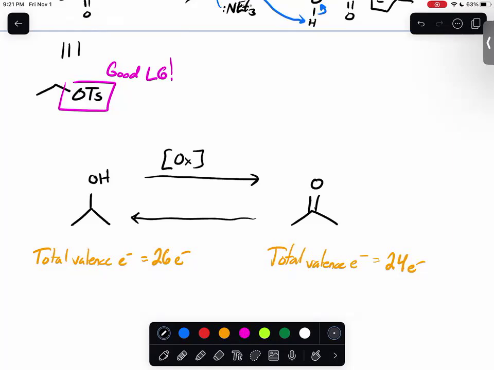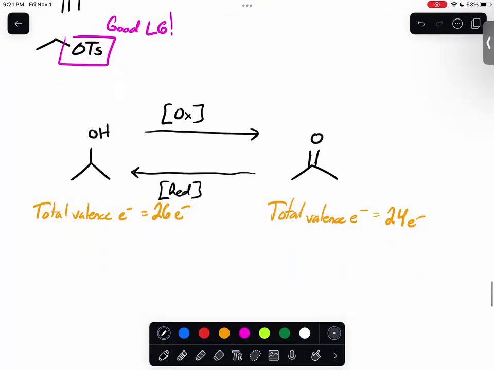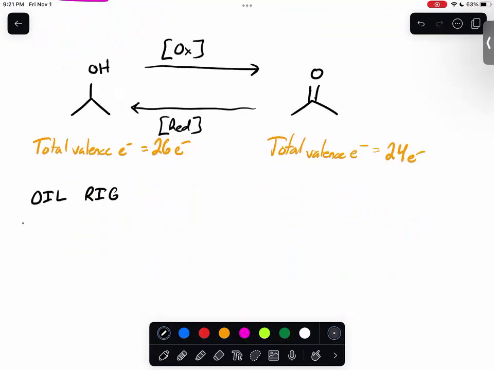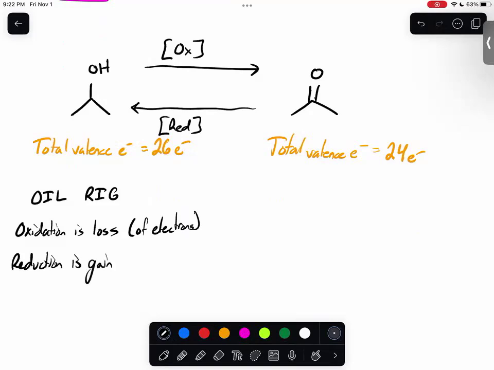Whereas the opposite direction, going from the carbonyl with 24 electrons to the alcohol with 26, this would be a reduction. And the reason that you should remember this is because of a classic thing you probably learned in Gen Chem, which is this little OIL RIG abbreviation, where oxidation is loss, of course, of electrons. And then reduction is gain of electrons.